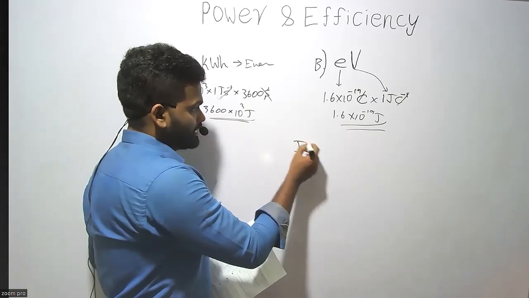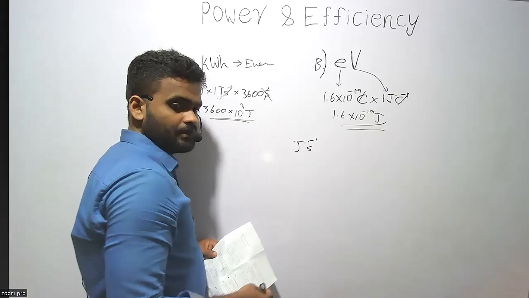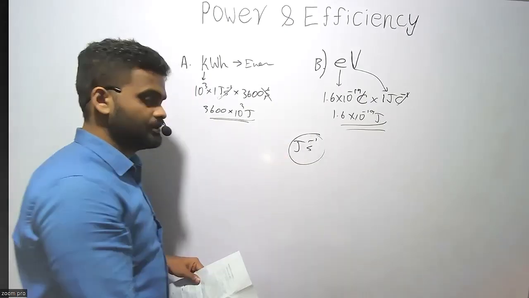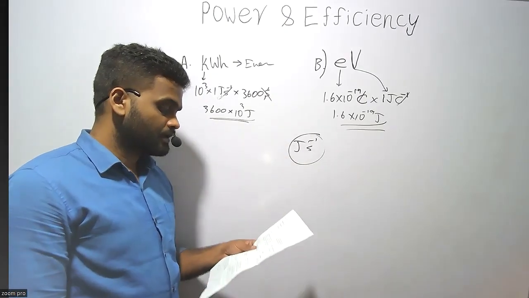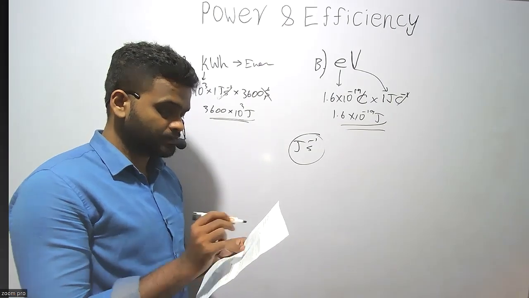Then the other unit, that is joules per second. So joule divided by time. So this is the only unit that can be used to measure the power. So the answer should be the third one, right? Only C.